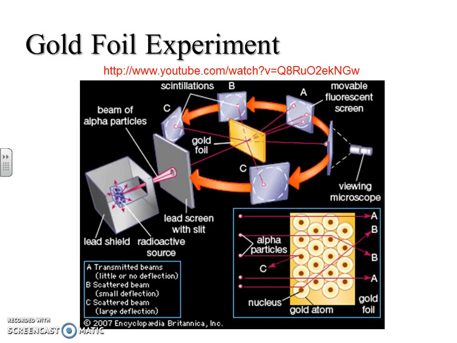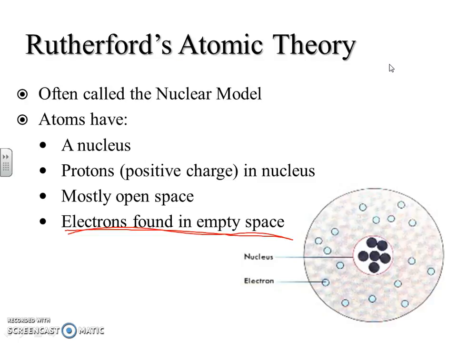So essentially, he discovered that atoms had a lot of empty space and that there was this positive center. Because if it was positive and the beam they were shooting was negative, it would kind of bounce off that way. And you can follow the link in the PowerPoint if you would like to watch a video about it. Rutherford, we call him the nuclear model.